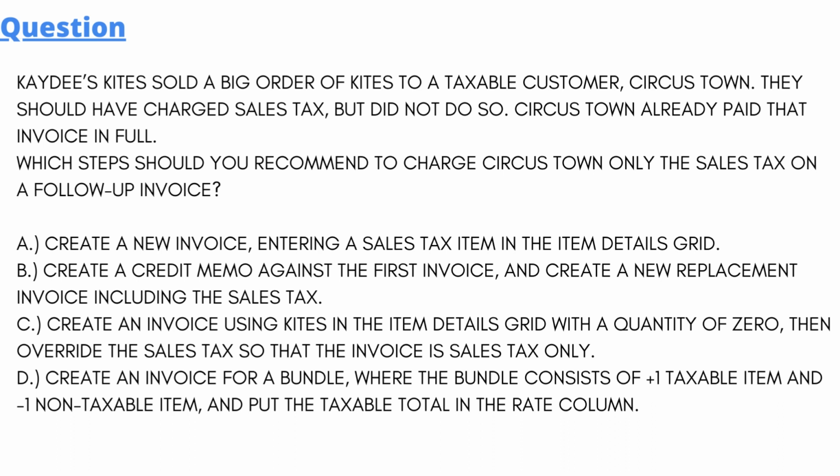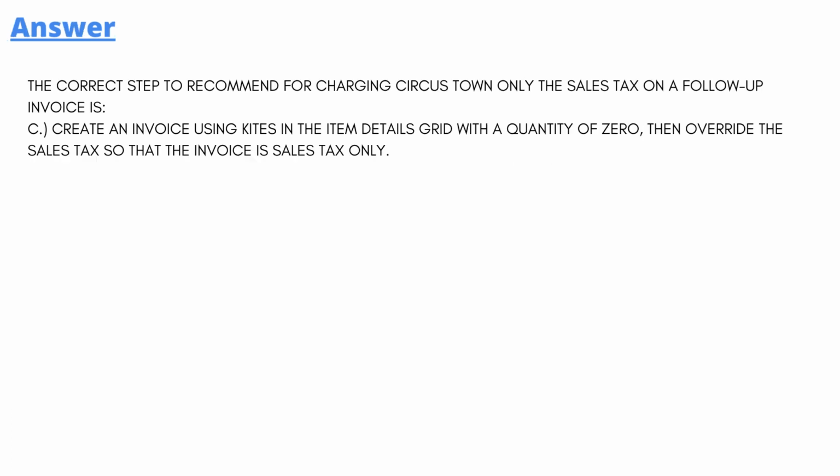So there are some options. Option A, create a new invoice. Enter a sales tax item in the item details grid. Option B, create a credit memo against the first invoice and create a new replacement invoice including the sales tax. Option C, create an invoice using kites in the item details grid with a quantity of 0, then overwrite the sales tax so that the invoice is sales tax only. And option D, create an invoice for a bundle where the bundle consists of plus one taxable item and plus one non-taxable item, and put taxable item in the rate column.